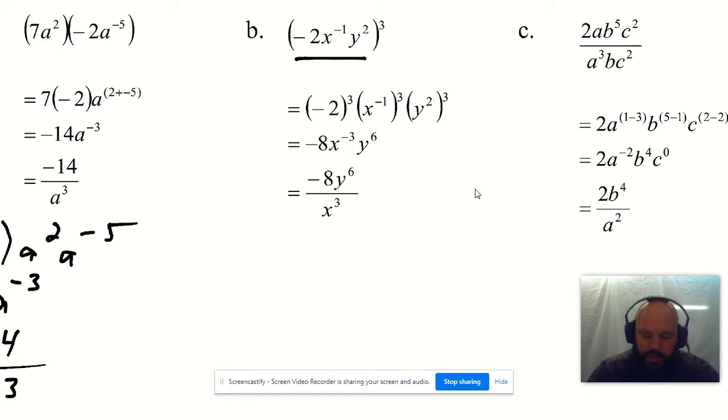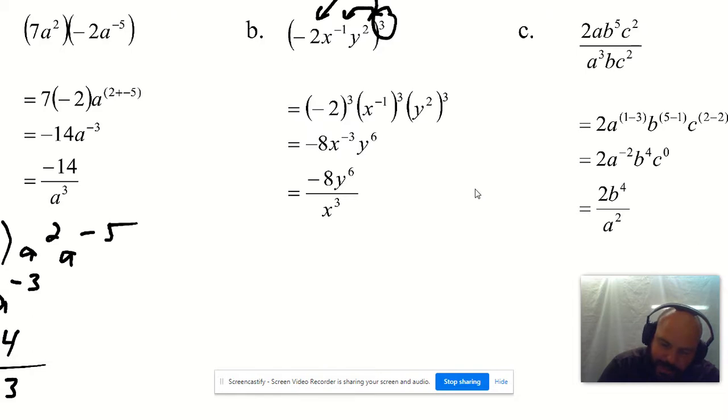Now we're going to deal with the exponent. You can see that there's that 3 on the outside, and that 3 will distribute to everything inside. A lot of times people will forget, but that 3 goes on to that negative 2, that 3 goes on to that negative 1, and that 3 goes on to the 2 right there as well. Sorry, that's a little sloppy, but you get the idea. So we're going to rewrite this as negative 2 to the third, then x to the negative 1 to the third.